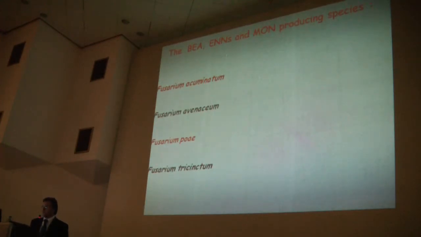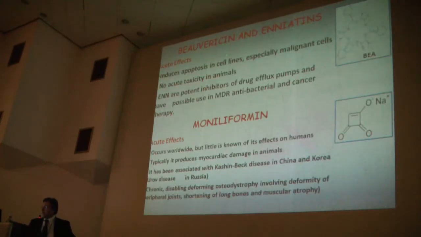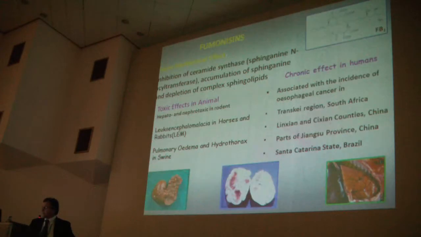Further species which can occur in Europe are Fusarium acuminatum, avenaceum, and tricinctum, which produce beauvericin, enniatins, and moniliformin. As Gordon showed, beauvericin and enniatins can cause apoptosis and can be toxic on a number of cell lines. And moniliformin also has some toxic activity, being associated with Kashin-Beck disease in China and Korea, and it seems also with a disease in Russia.